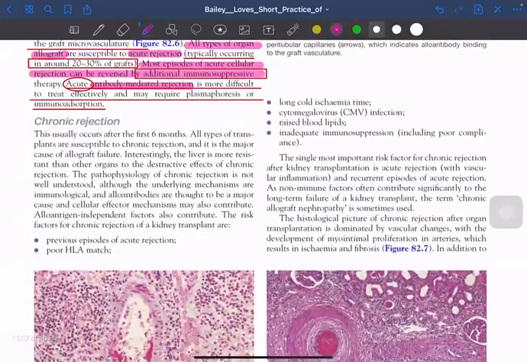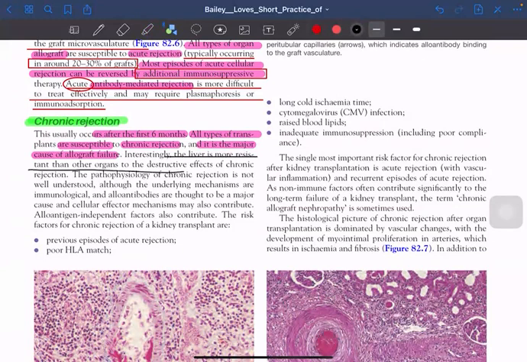Chronic rejection happens after the first 6 months. Very important: all types of transplants are susceptible to chronic rejection, and it is a major cause of allograft loss. The most common cause of allograft rejection is chronic rejection. Interestingly, the liver is more resistant than other organs to the destructive effects of chronic rejection. I told you that the liver is resistant to hyperacute as well as chronic rejection.